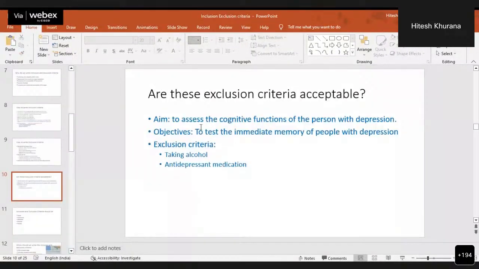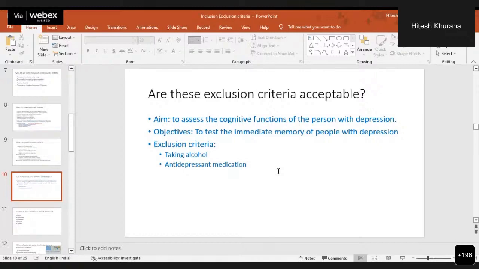Now, just coming over here again, are these exclusion criteria acceptable to us? This is the same example which we are taking from the previous slides, where taking alcohol and antidepressant medications are listed as exclusion criteria. Do we accept these? If we say taking alcohol, this is having a lot of subjectivity. What do we mean by taking alcohol? If I am taking cough syrup, that is also having alcohol content in it. And if I am taking alcohol during get-togethers or parties, that is also taking alcohol.